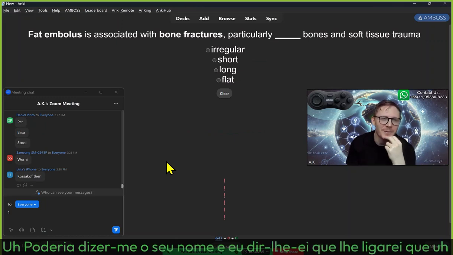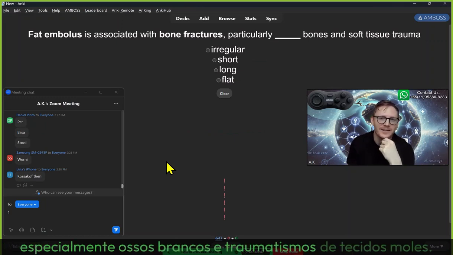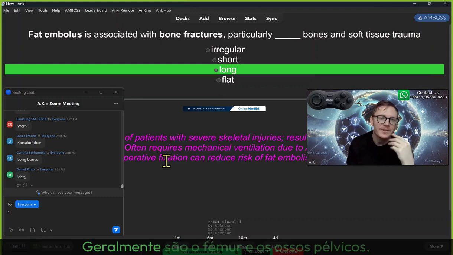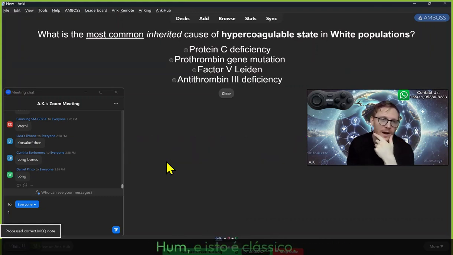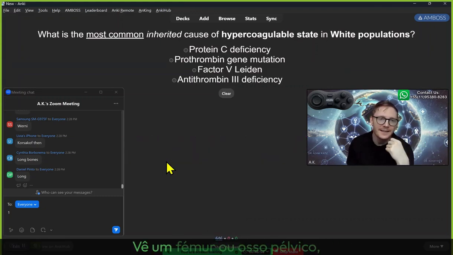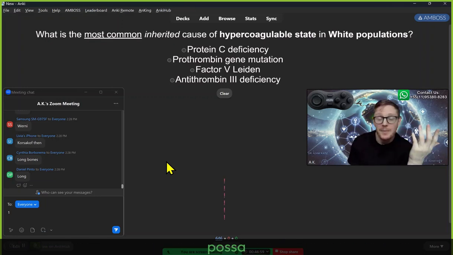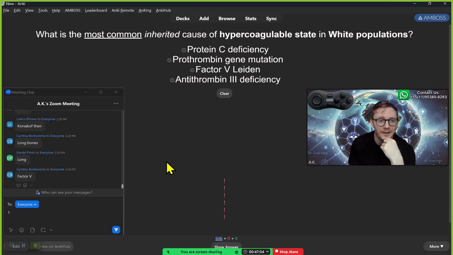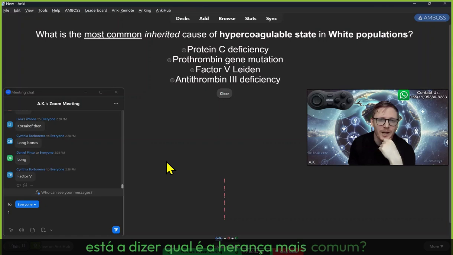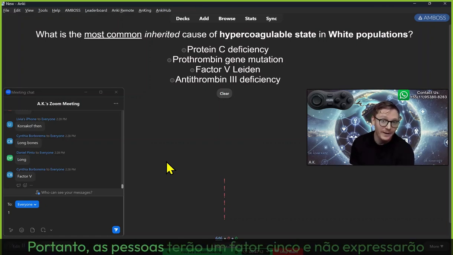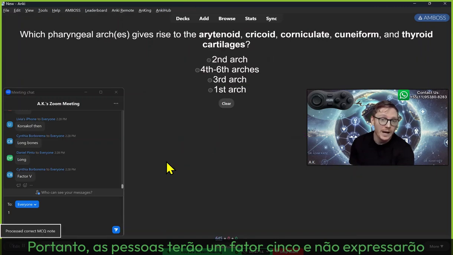Fat embolus is associated with bone fractures, particularly blank bones and soft tissue trauma. Yeah, long bones, right? So that's usually the femur and the pelvic bones. And that's classic. You see a femur or pelvic bone fracture, you should start thinking fat embolism, even though I mean, you might do that in your practice even. It's considerable, but for USMLE they love it. Factor five, you're saying, what is the most common inherited? That's absolutely right. But the other thing is the penetrance of factor five is not that great. So people will have factor five, and they won't be expressing a coagulopathy, but they'll have it.